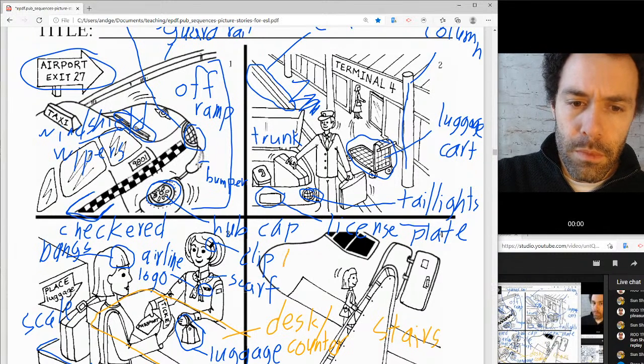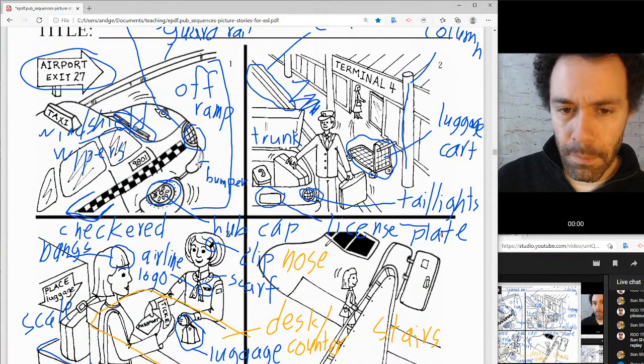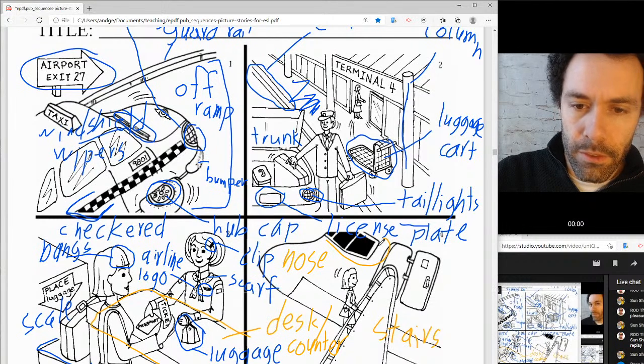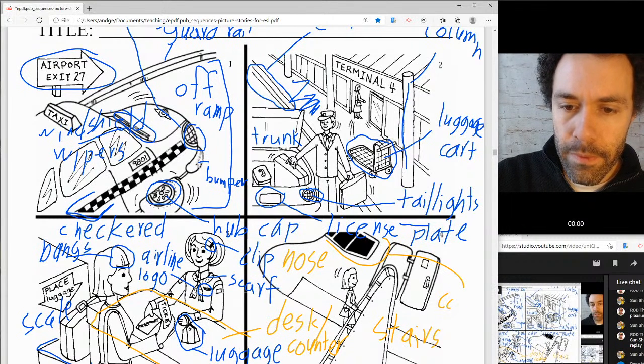In terms of what's going on with the plane, the very front of a plane is called the nose of the plane. Where the pilot stays, this is going to be called the cockpit.